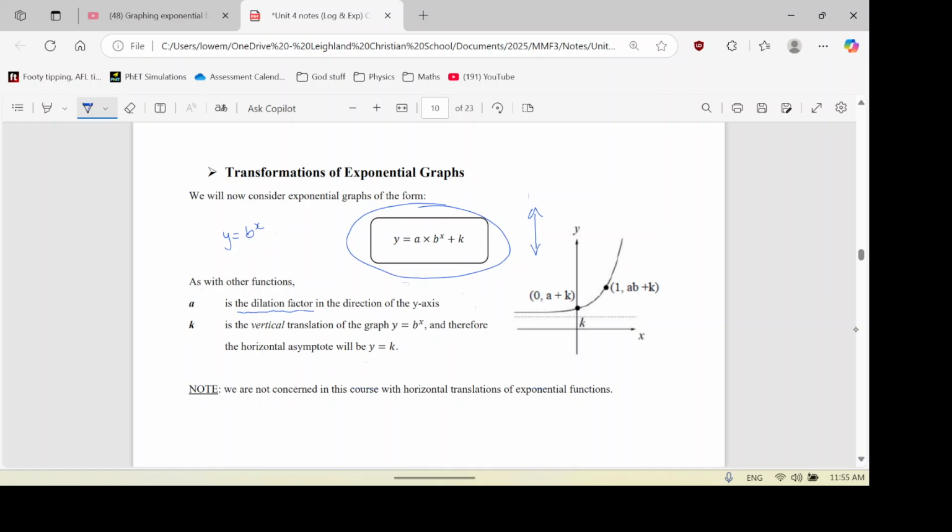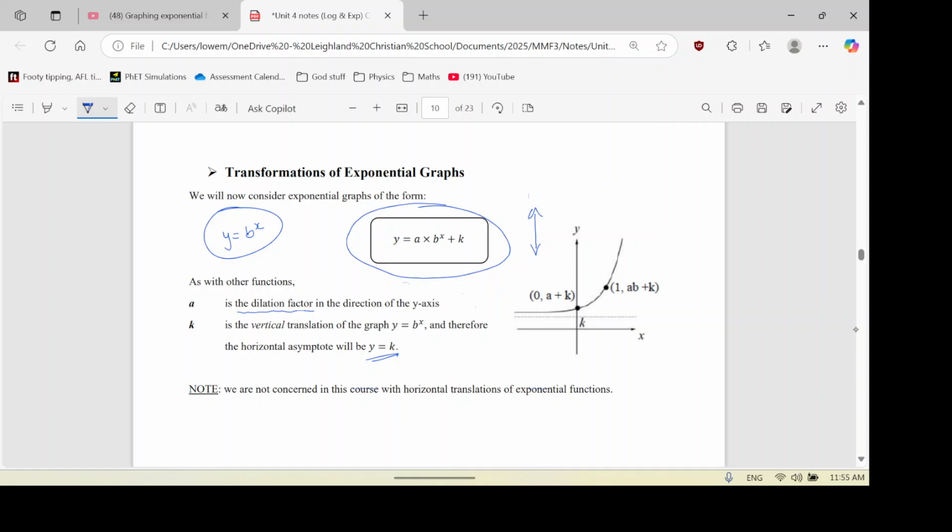And the dotted line that you see here is the horizontal asymptote, which for our basic exponential function is, as we saw, the x-axis. But for a translated graph, it's this value y equals k. So that's the equation of our asymptote. The asymptote is only changed as our vertical translation changes.